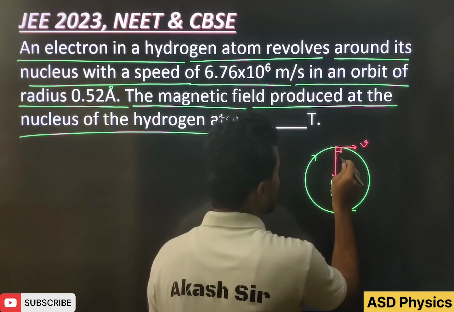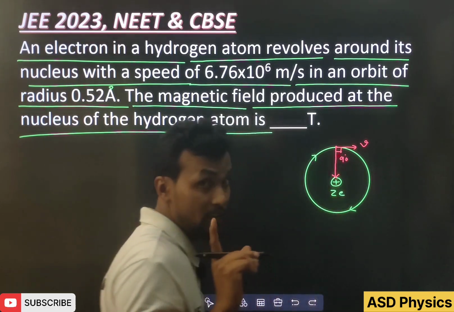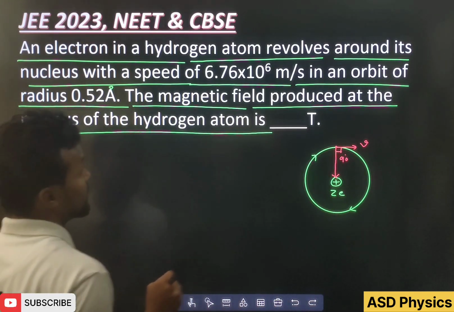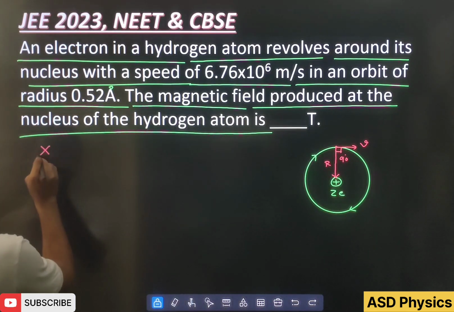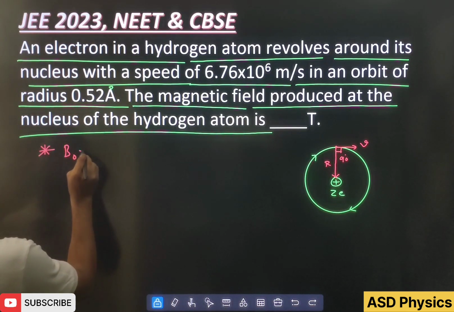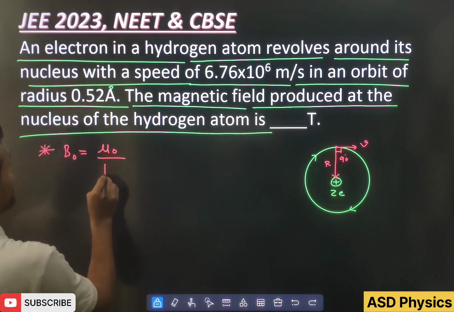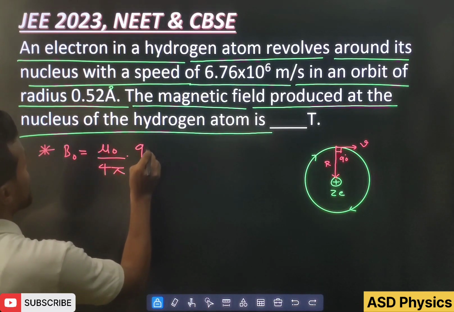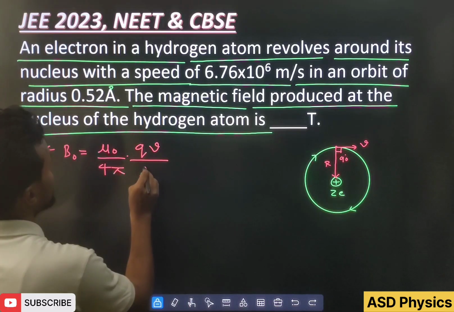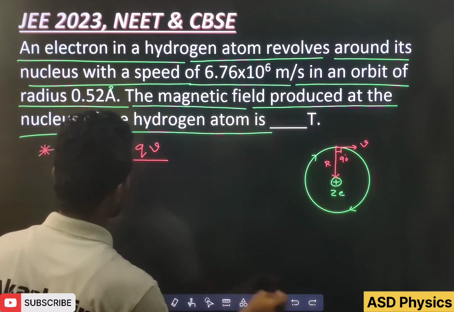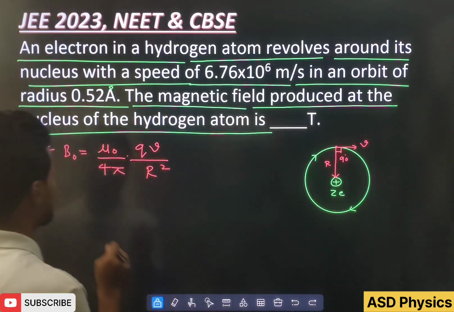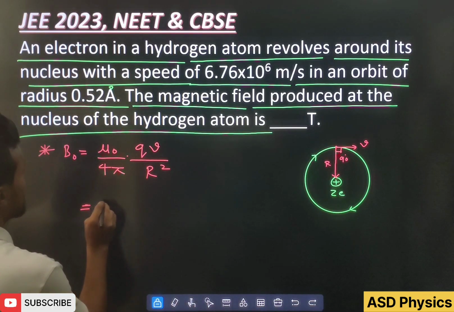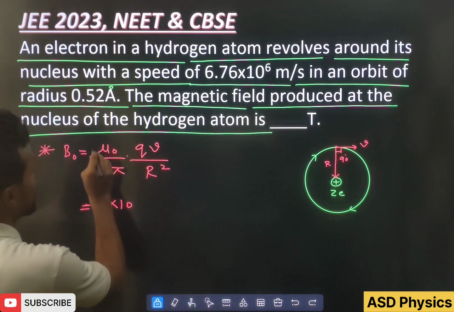Tangent and radius always make how much angle? 90 degrees. Remember that. And this is the radius. So we can write the magnetic field at the nucleus. What is the formula? Mu naught by 4 pi into QV by R square. You can write capital R square, not a problem, because theta is 90 degrees.